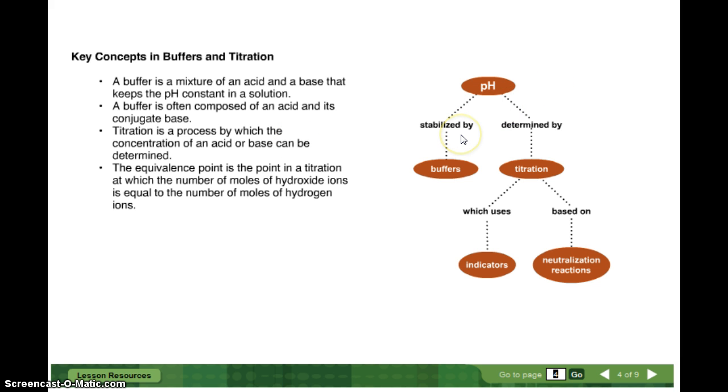pH is stabilized by or kept constant by buffers. Remember, not kept neutral, kept constant. pH is determined by titration, which uses indicators like phenolphthalein and is based on neutralization reactions.